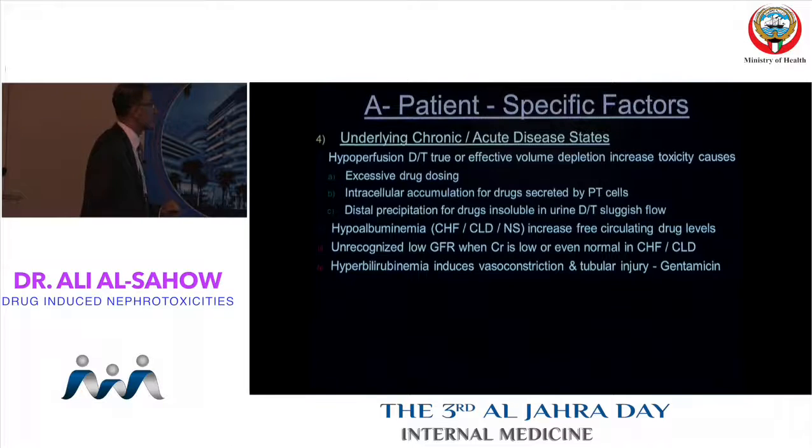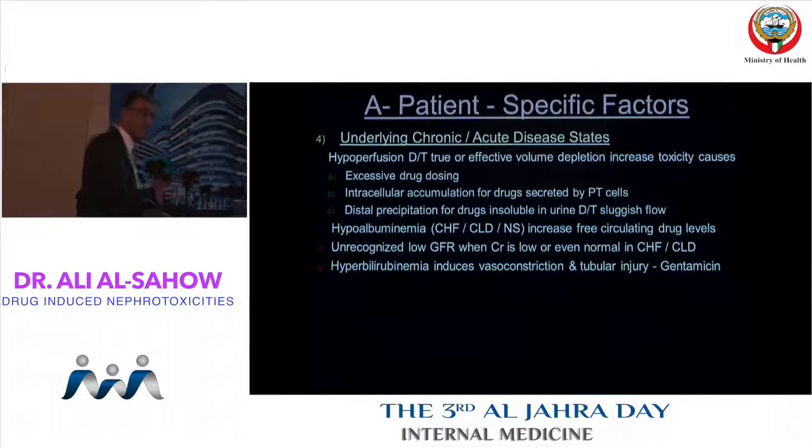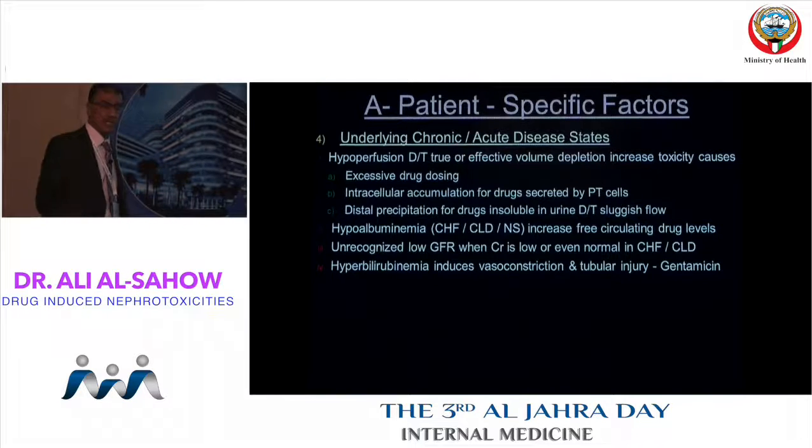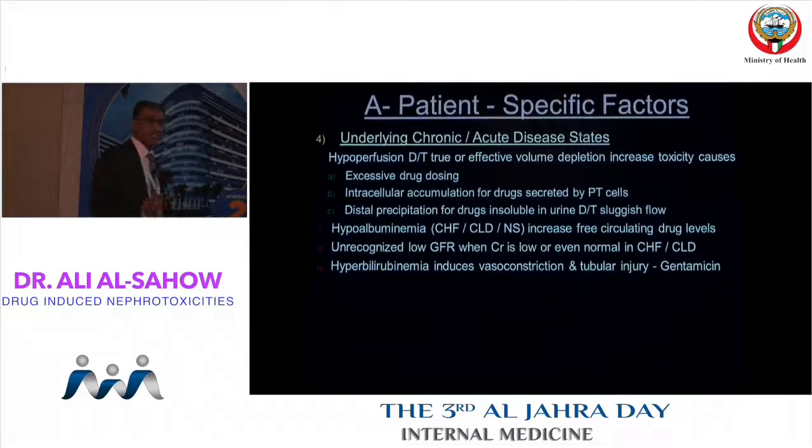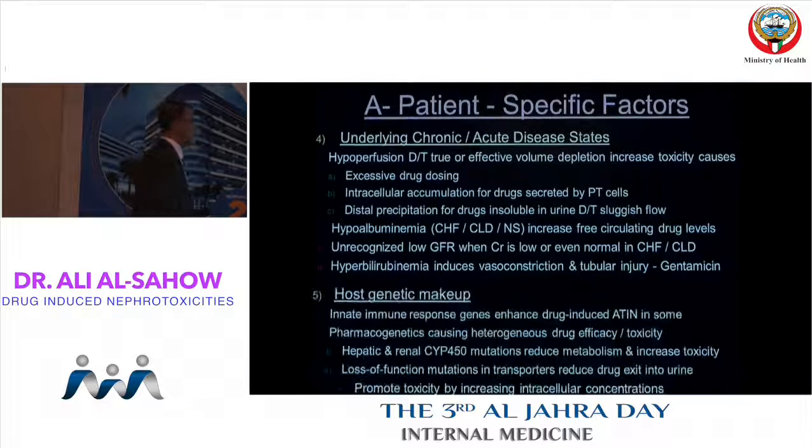Also, the underlying health status of the patients, whether there is an acute or chronic condition, not necessarily a renal disorder. Hypoperfusion, whether it's chronic from low ejection fraction or from true volume depletion, can result in excessive drug dosing, intracellular accumulation in the proximal tubule cells and the precipitation of drugs in the distal tubule. Hypoalbuminemia again, and unrecognized low GFR and high bilirubin levels.